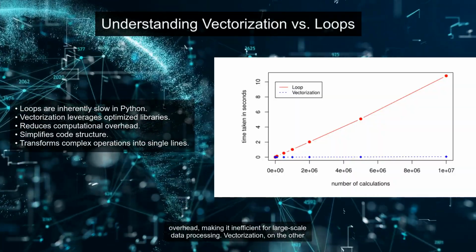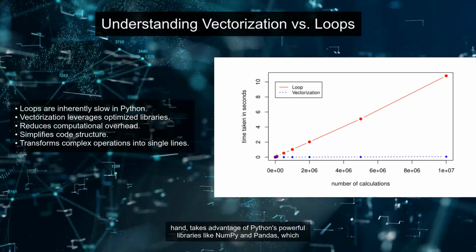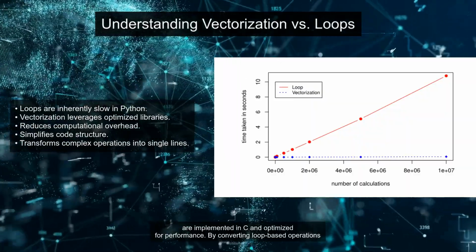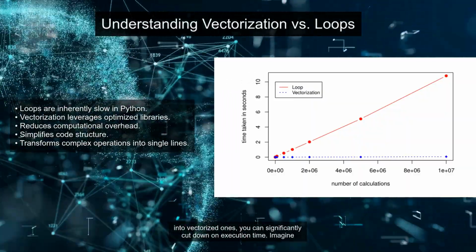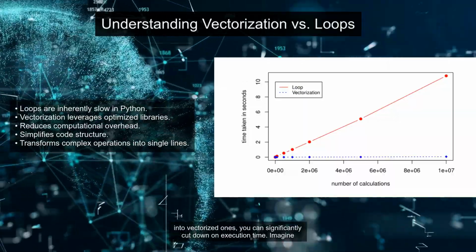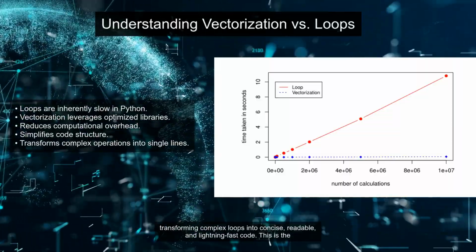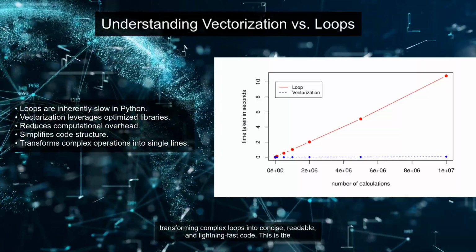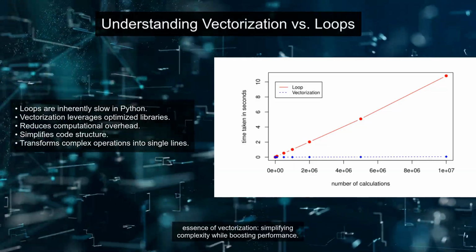Vectorization, on the other hand, takes advantage of Python's powerful libraries like NumPy and Pandas, which are implemented in C and optimized for performance. By converting loop-based operations into vectorized ones, you can significantly cut down on execution time. Imagine transforming complex loops into concise, readable, and lightning-fast code. This is the essence of vectorization, simplifying complexity while boosting performance.